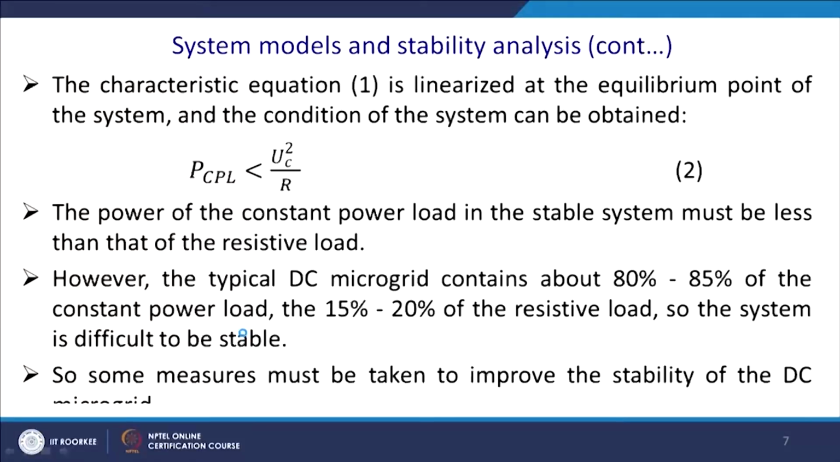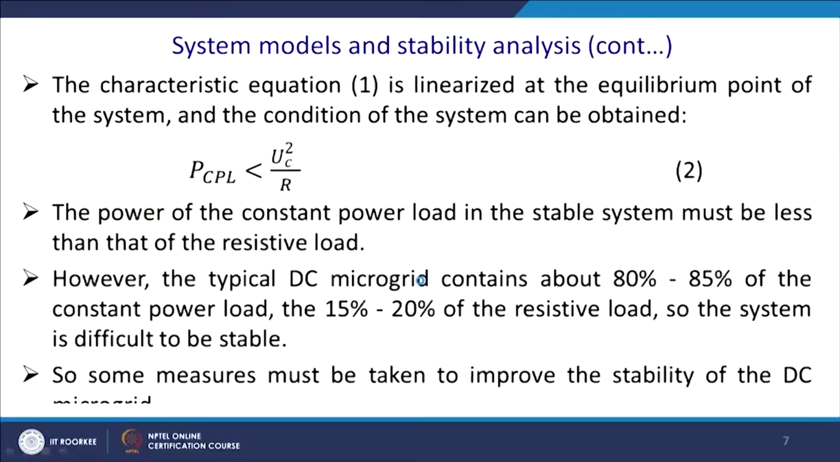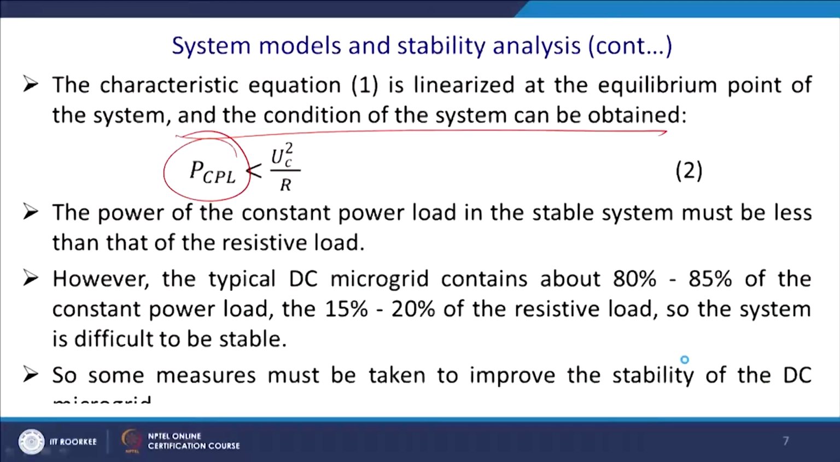And please understand that there is a challenge, and please refer back to the characteristic equation 1. This is linearized at the equilibrium point of the system, and the stability condition of the system can be obtained, that the constant power load should be less than U square by R. See, what is R? This is your R. So, this is the power dissipation across this normal resistor. So, the power of the constant power load in a stable system must be less than that of the resistive load, then only it will work fine.